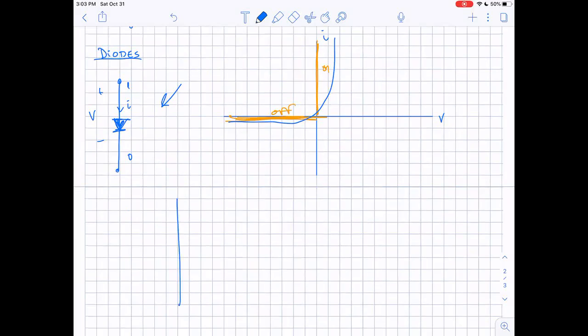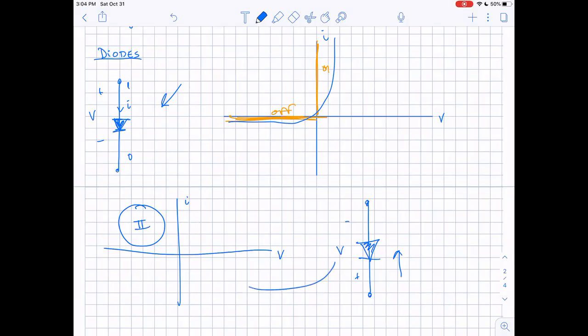So I'm just going to draw a quick graph. So this is your current and your voltage. When it's this specific polarity, which is in this case, now you're in the second quadrant. But if your diode is defined like this, and your current is going up, then you're going to be in this quadrant.